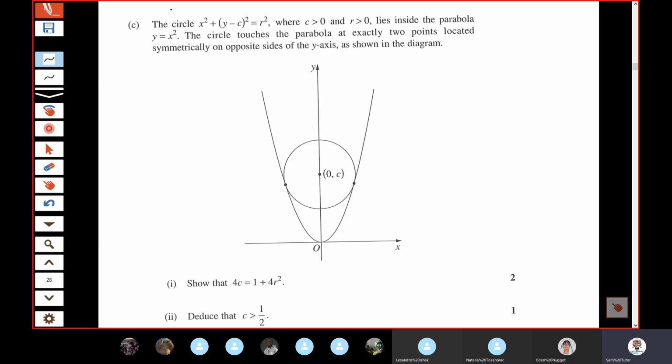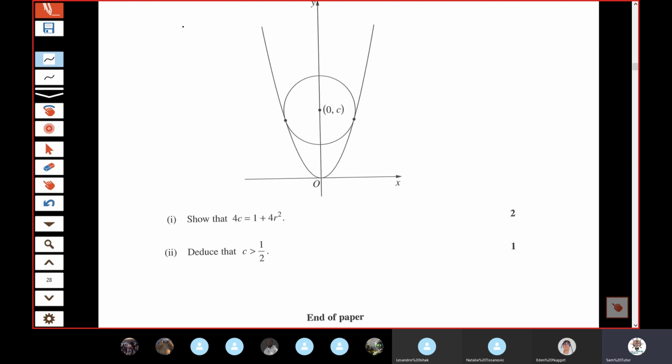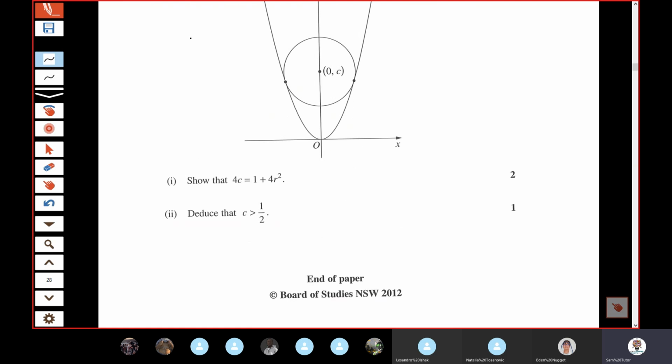I don't think you should stress too much about this. If you do get it, fantastic. At least we're going to do it. But it's not something that you've got to be worried about. This is the end of the paper. End of the paper meaning very, very hard.